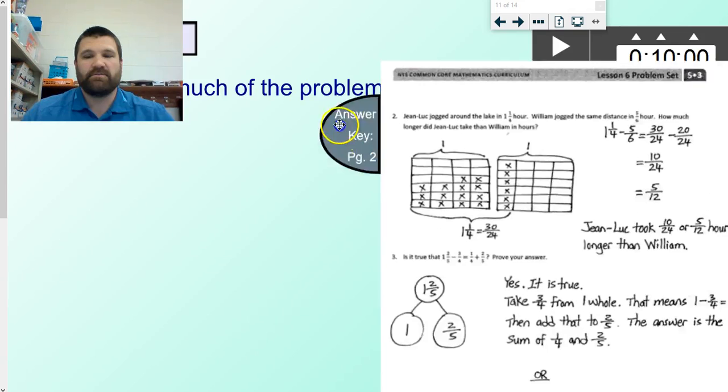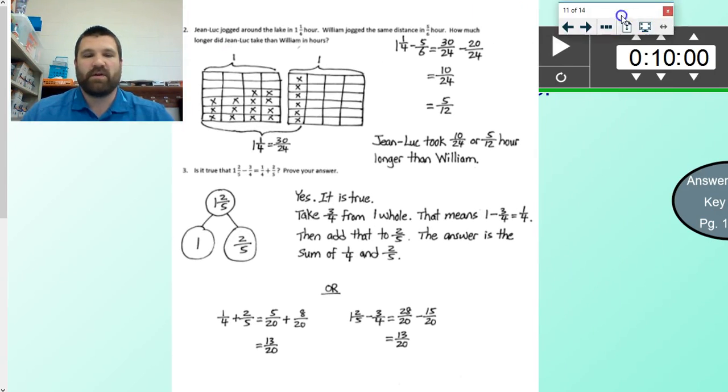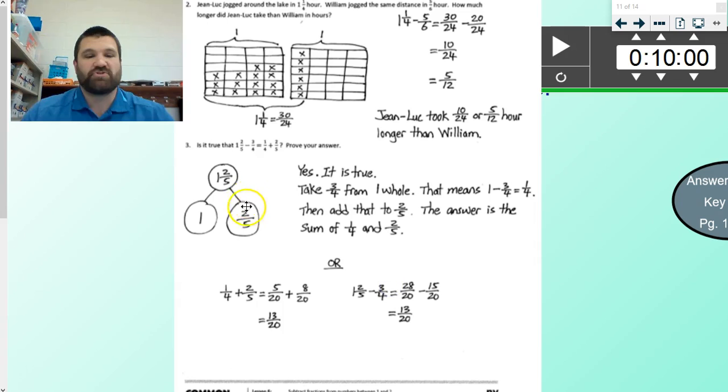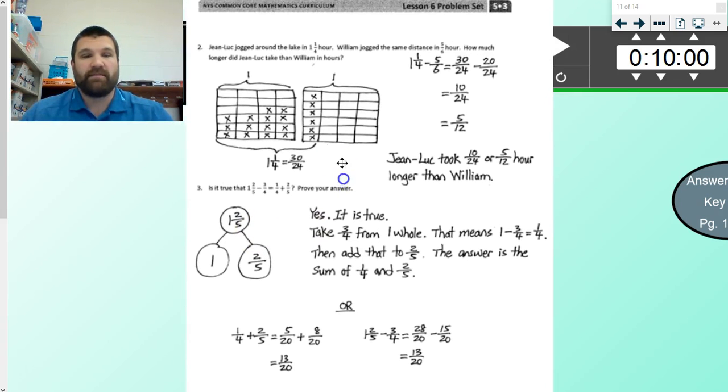And the second page. The one thing I do kind of want to talk about here is just to make sure that over here you are decomposing it so you can get 1 5/5 out of that answer. And then up here, John Luke jogged around the lake 1 1/4 of an hour. So he went a full 4/4. Okay, that's what a whole is. He jogged the same distance in 5/6 of an hour. How much longer did John Luke take than William in hours?